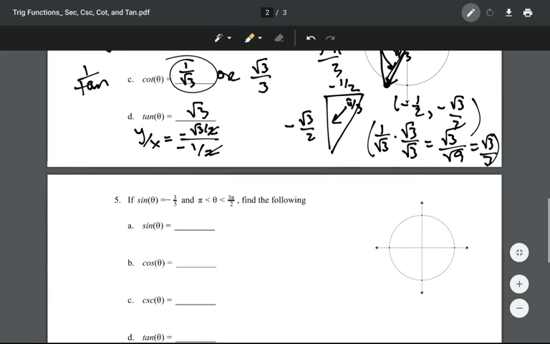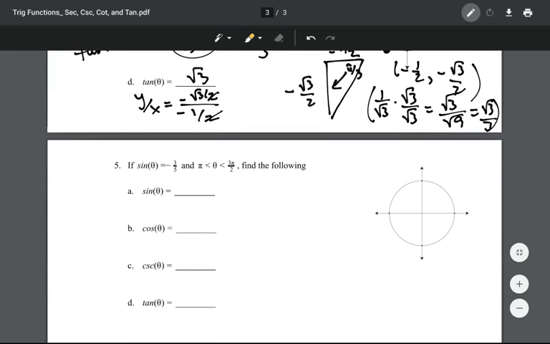Okay, number 5. In this one, it's set up differently, right? I don't have a common angle, and I'm given the ratio instead. So I'm going to go ahead and work backwards through these. I'm going to use the fact that sine of theta, I don't need to know the angle, I just need to know that that ratio is y over r. I am between pi and 3 pi halves, so I'm in quadrant 3.